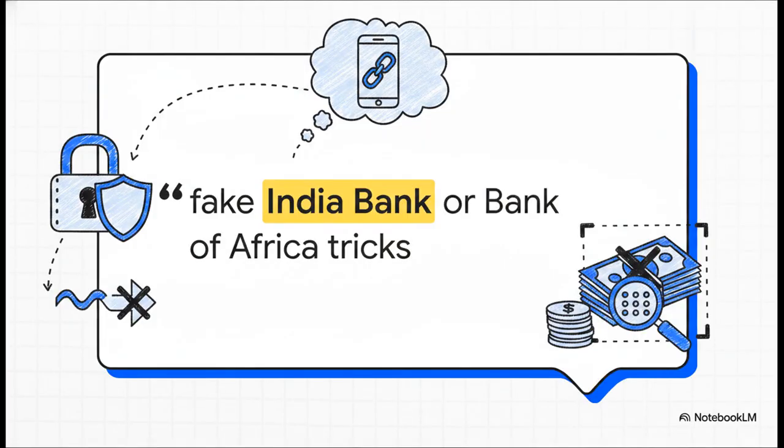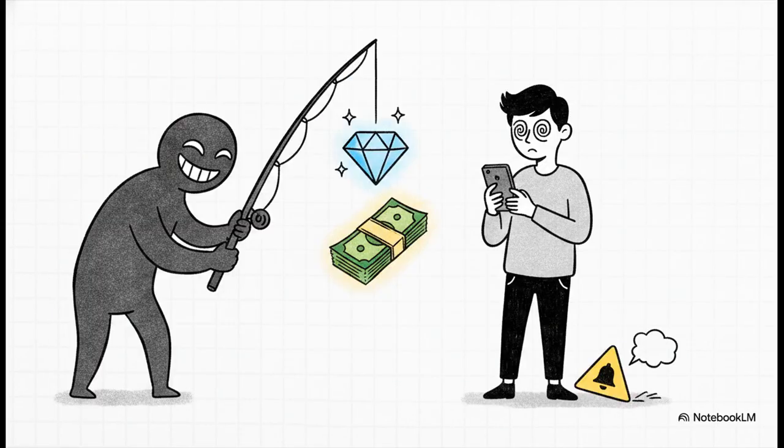It's crazy, but they use these really specific, official-sounding names. Fraudsters will claim your money is stuck in an India bank or Bank of Africa cross-border clearance account. They use these fictitious institutional names to manufacture friction. It makes their demand for an out-of-pocket activation fee sound totally legitimate and necessary before your supposed funds can be released. So, why does this actually work?